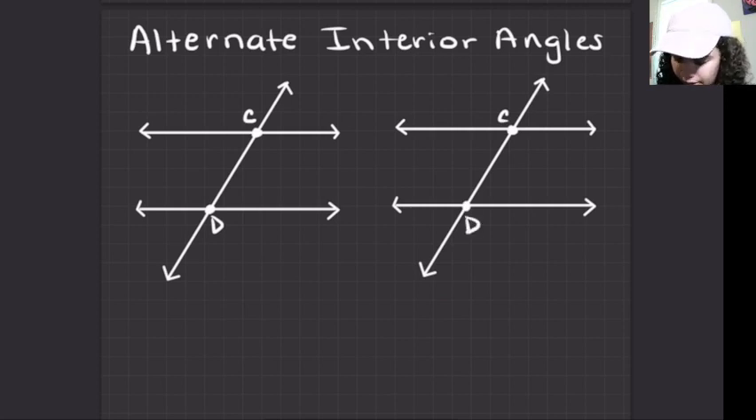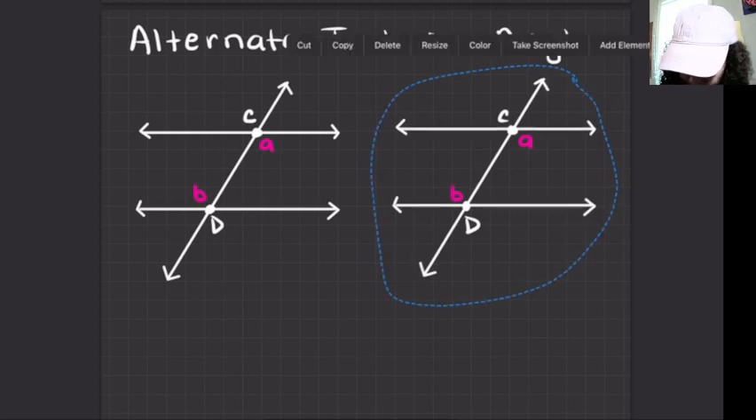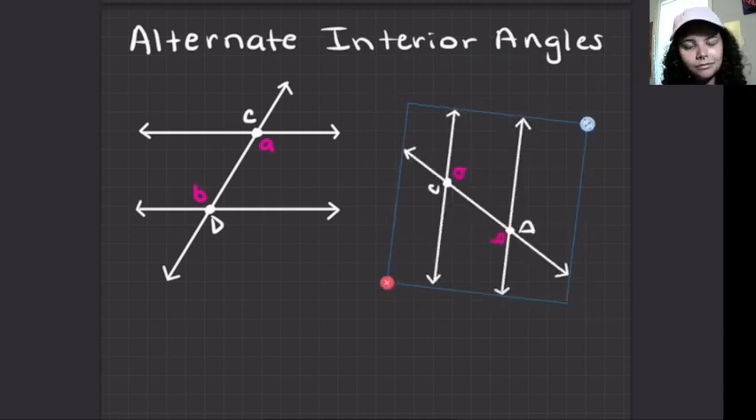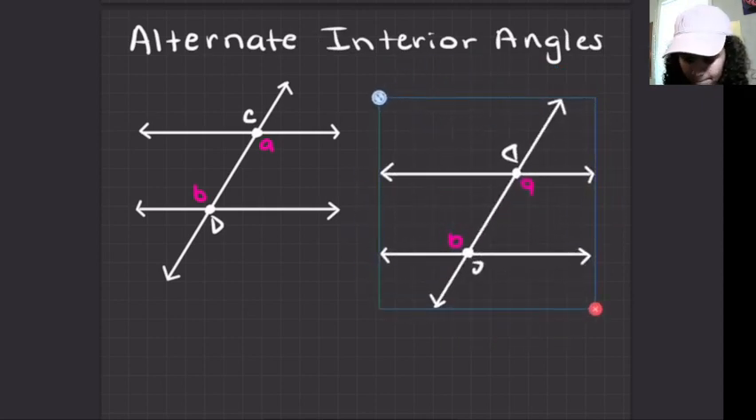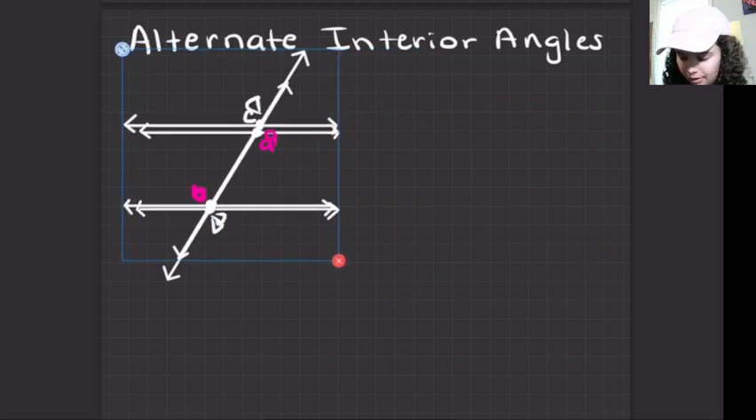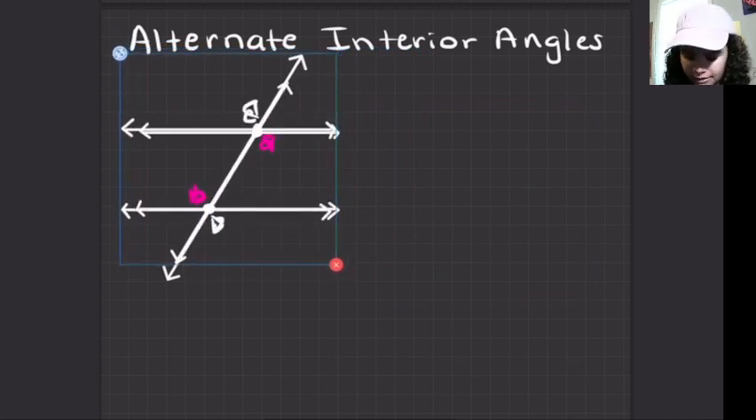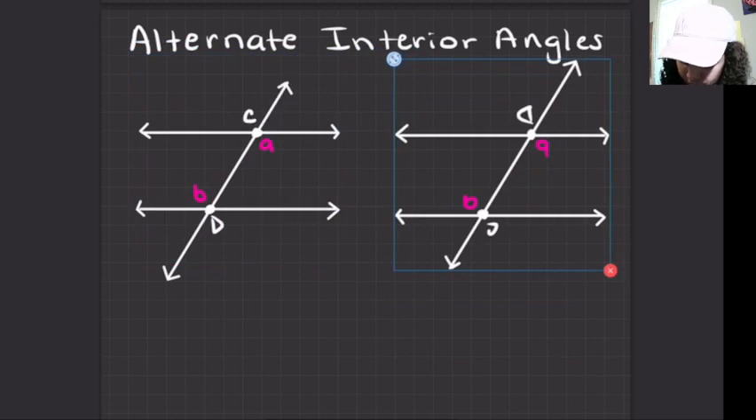All right, so now we're looking at alternate interior angles. So let's use this angle A and this angle B over here. So basically here I'm trying to prove that angles A and B are congruent using some kind of rigid motion. And again, I'm going to go ahead and rotate 180, drag it, boom, right there, okay? So if you rotate your figure 180 degrees, that is one way to prove that they are congruent.